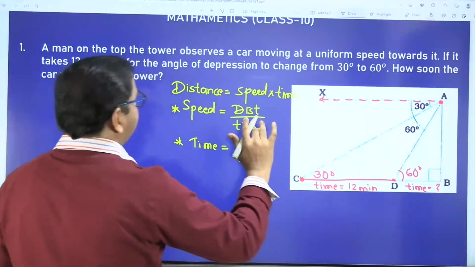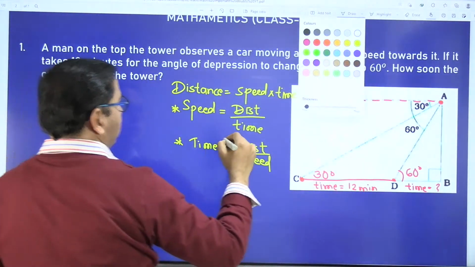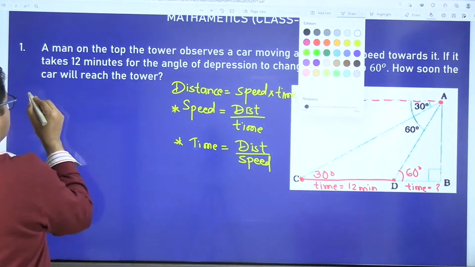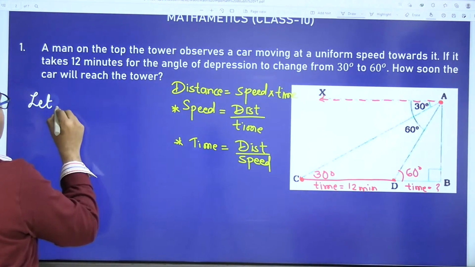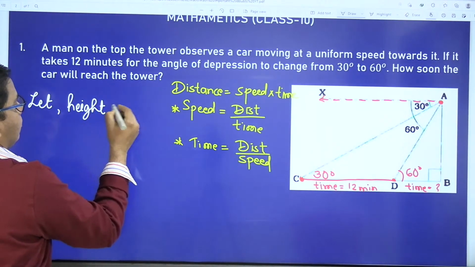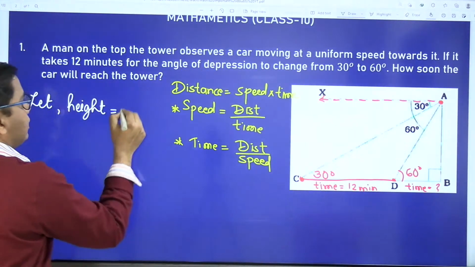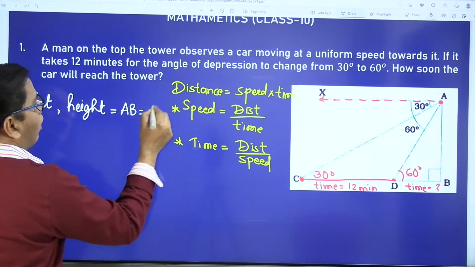No distance, nothing is given. So how do I start? What will be my approach toward this problem? Okay, so I will say let the height of the tower be h. The height of the tower, which segment represents the height of the tower, that is segment AB, is equal to h.